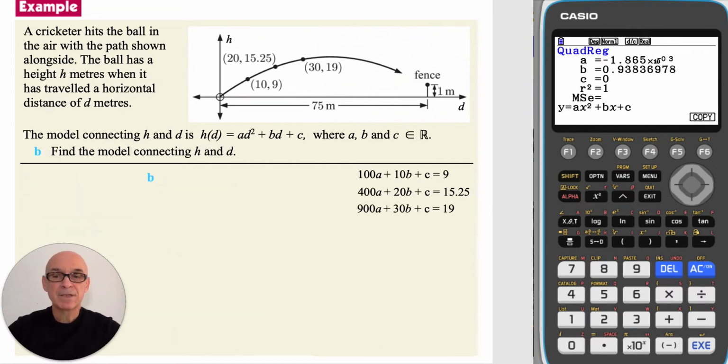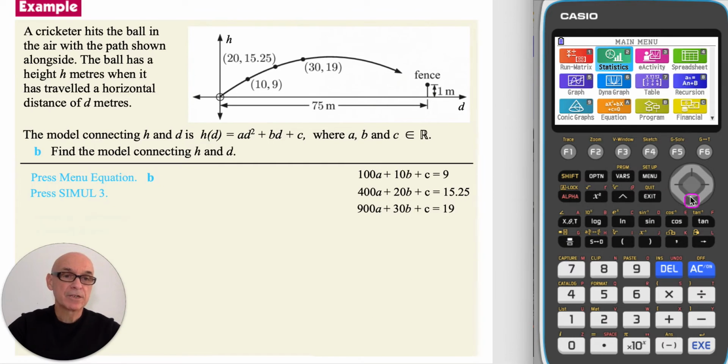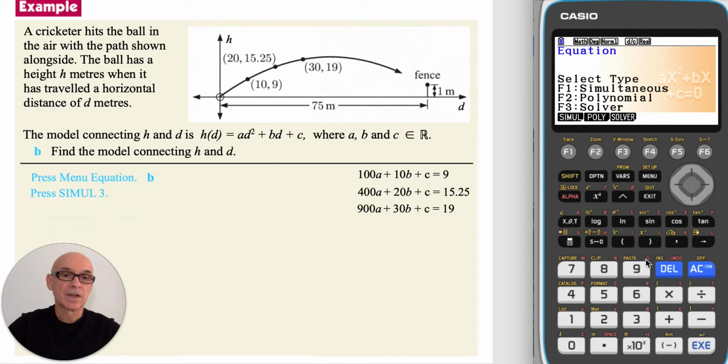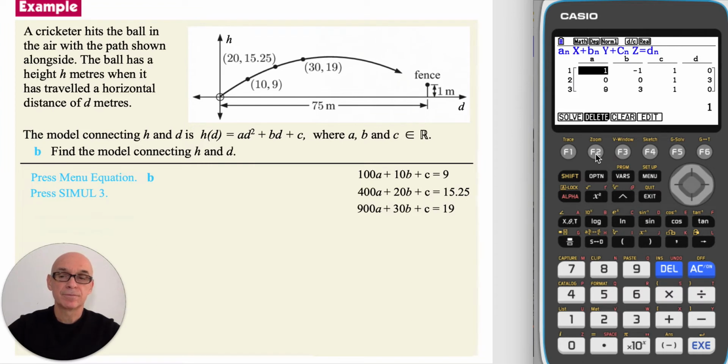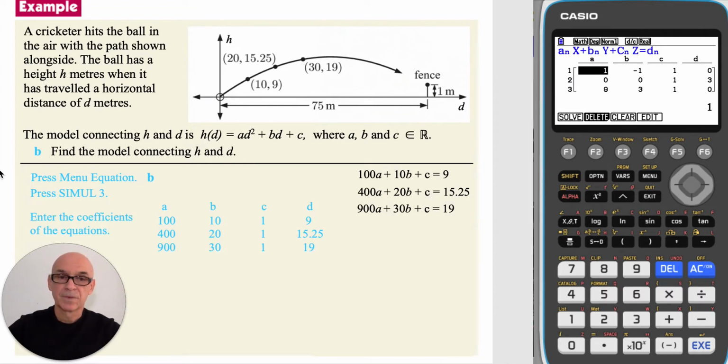In part B, to find the model connecting H and D, from the main menu, select equation, then F1 for simultaneous, and F2 for 3 unknowns. Pressing F3 to clear the previous information, we can now enter the coefficients of the equations.